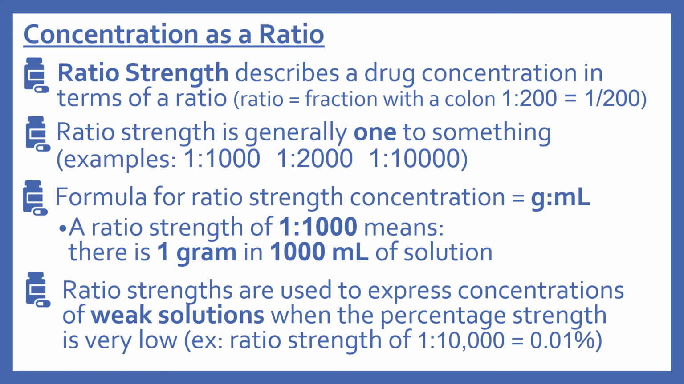The formula for ratio strength to concentration is grams to milliliters. So for example, a ratio strength of 1 to 1,000 would mean there's 1 gram in 1,000 milliliters of solution. Ratio strengths are used to express concentrations of weak solutions when the percentage strength is very low. For example, a ratio strength of 1 to 10,000 is equal to 0.01%. So you can see how it can be a more convenient way of expressing a low concentration.